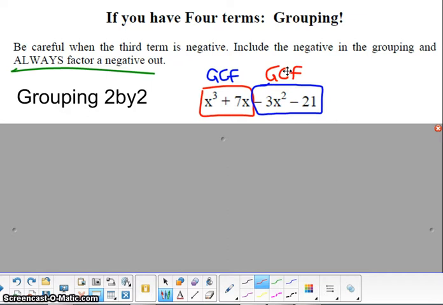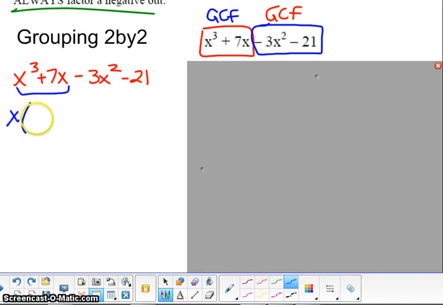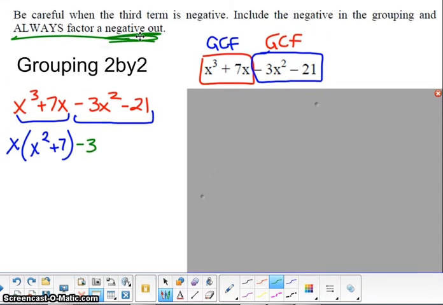Okay, so this is what it's going to look like. Looking at the first ones, what is in common would be an x. So if I take the GCF out of the first 2, I'd be left with x squared plus 7. And if I have the second 2 to look at here, I would take out a negative 3. And again, a reminder to yourself, always take that negative out. And if I take out the negative 3, I'd be left with x squared plus 7.